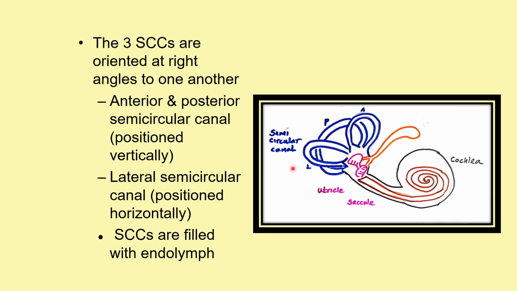In the semicircular canal, the membranous part is filled with endolymph. The bony part is filled by perilymph. So in these receptors, everything is filled by endolymph.